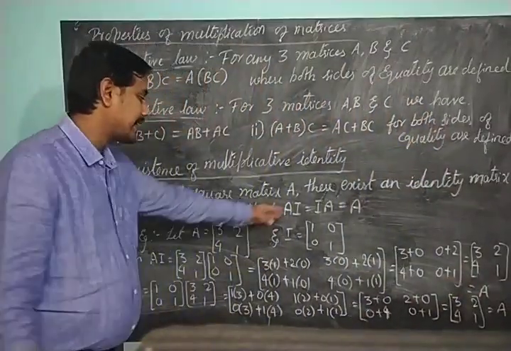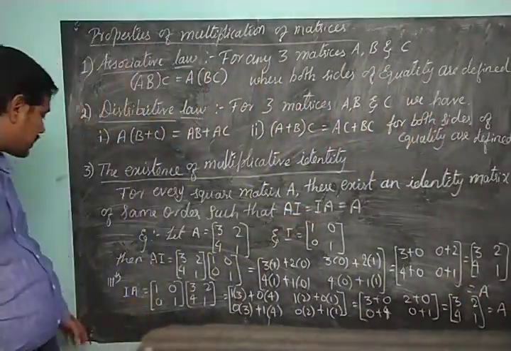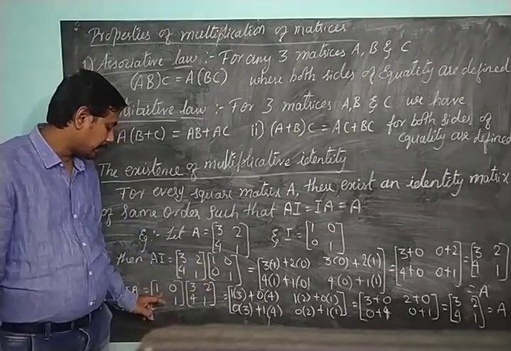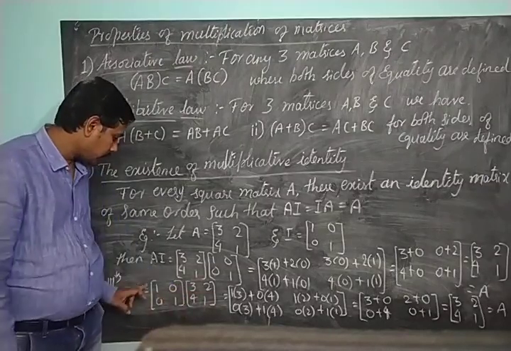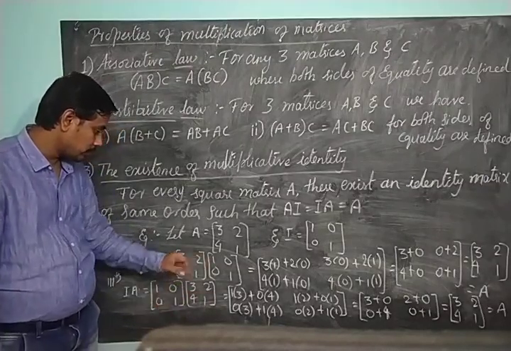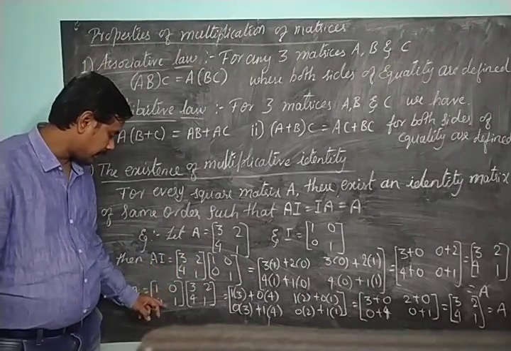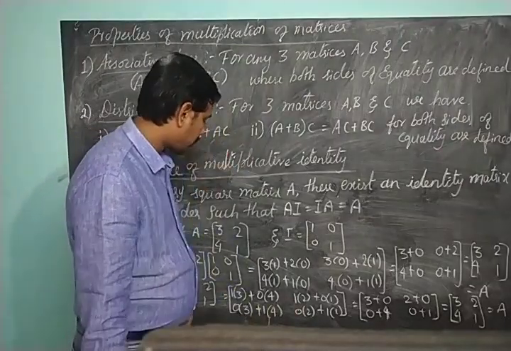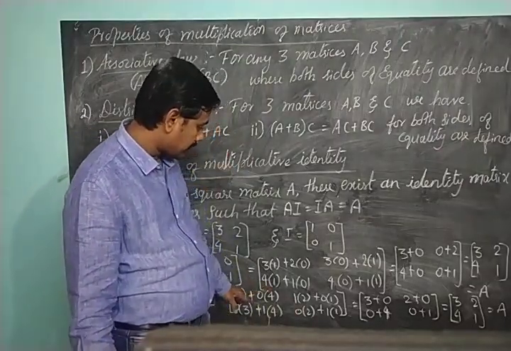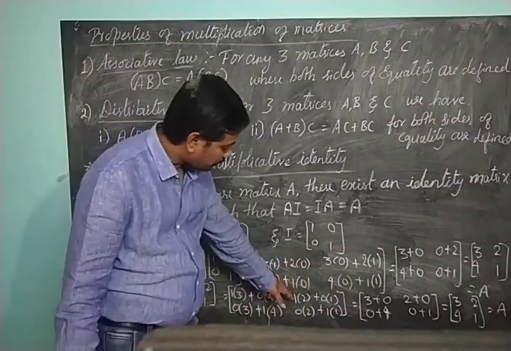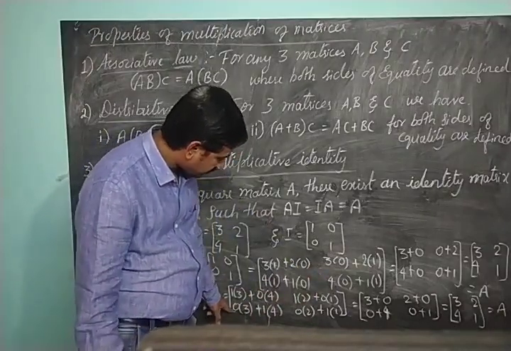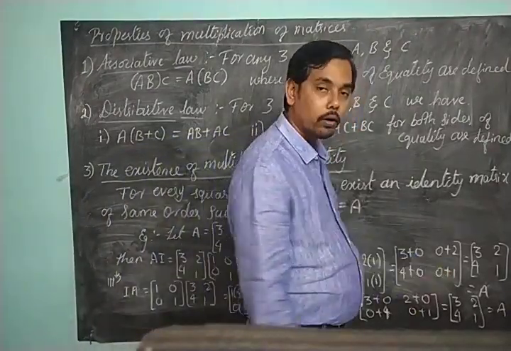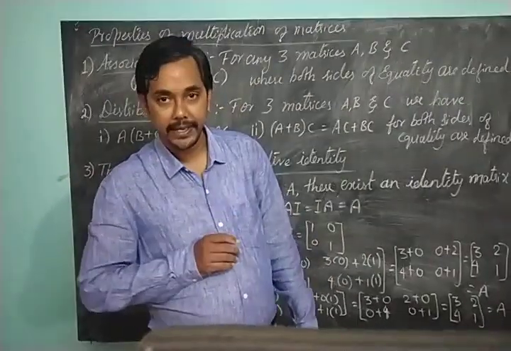That was the left hand side. We'll check the second part, I into A. I is 1, 0, 0, 1. A is 3, 2, 4, 1. If I multiply, 1 into 3 plus 0 into 4, 1 into 2 plus 0 into 1, then 0 into 3 plus 1 into 4, then 0 into 2 plus 1 into 1. So what will I get? 1 into 3 is 3, so I will get 3 plus 0. From this, 2 plus 0. From this, 0 plus 4. And from this, 0 plus 1. So if I add that, what will I get? 3, 2, 4, 1, and once again it is equal to A, right?